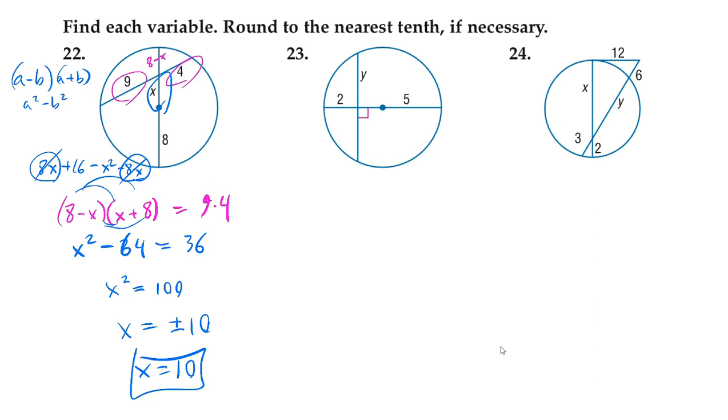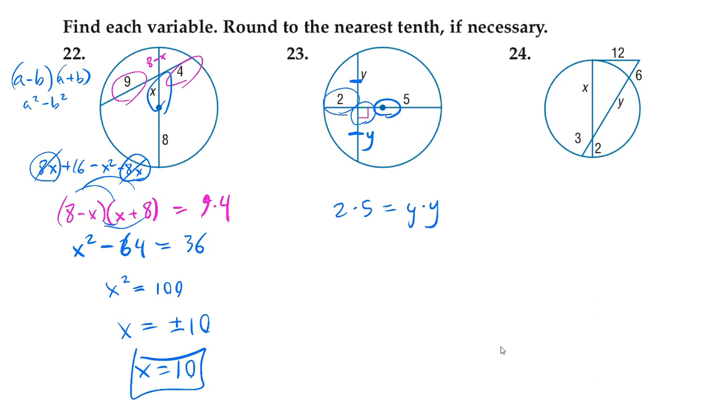All right, this other one, you have to remember that radius or diameter, so something passing through the center that makes a right angle, symmetrically cuts this in half. So this is y. You have to remember your chord properties there. And then again, it's just piece times piece. So 2 times 5 equals y times y.